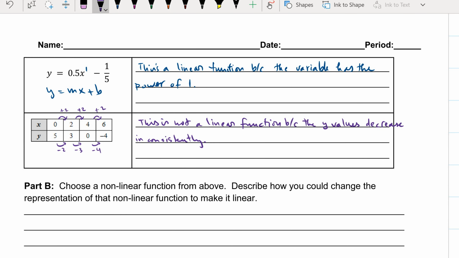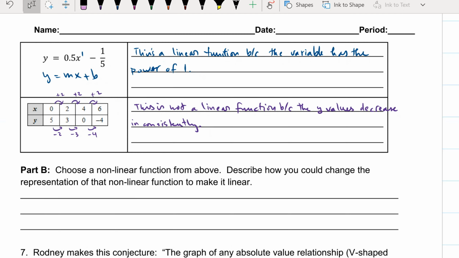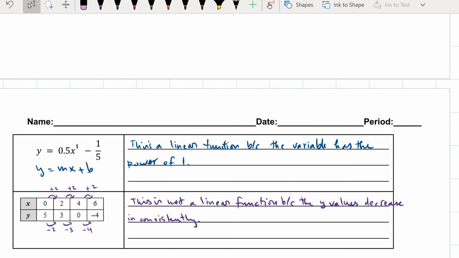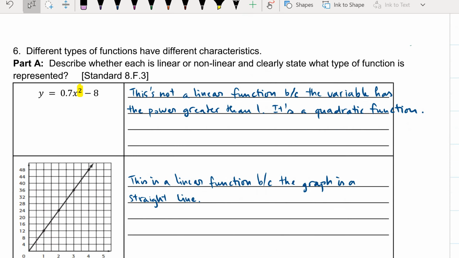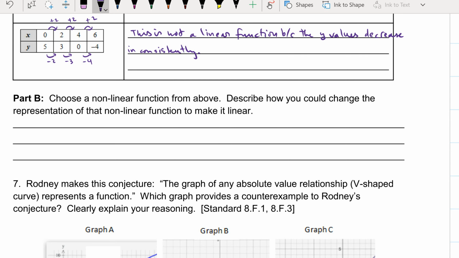Okay. Alright, part B. Choose a nonlinear function from the above and describe how you could change the representation of the nonlinear function to make it linear. It's pretty easy. Problem 1 is a quadratic function because the power is 2, so we just need to change it to the power of 1. y equals 0.7 x squared minus 8.